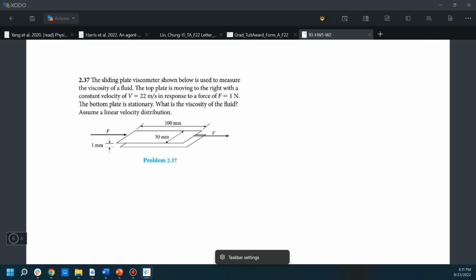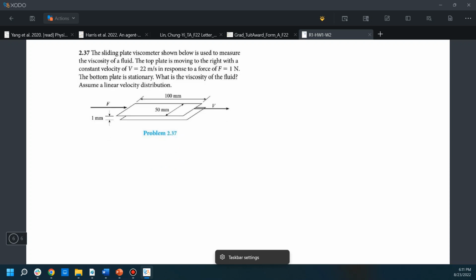Problem 2.37, we have a sliding plate viscometer shown below that is used to measure the viscosity of the fluid. The top plate is moving to the right with a constant velocity of V equal to 22 meter per second in response to a force of F equal to 1 N. And the bottom plate is stationary, which is the velocity equal to 0. What is the viscosity of the fluid? That is the main question and we want to solve for this problem.